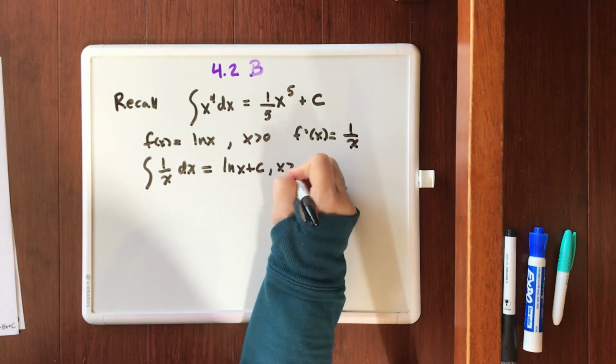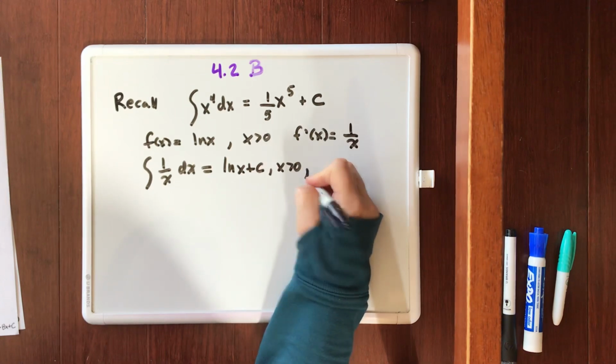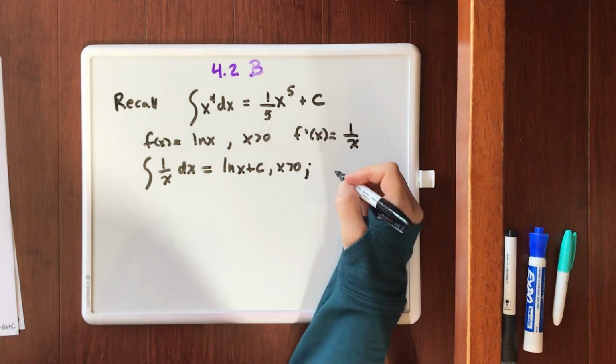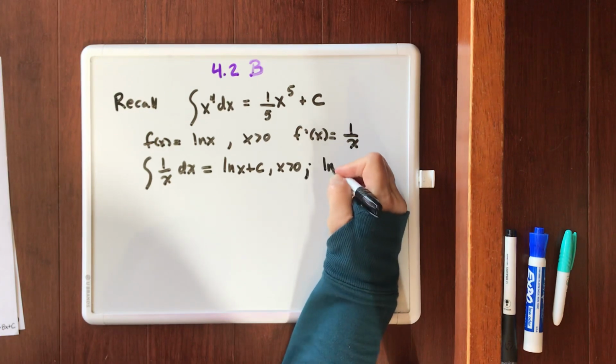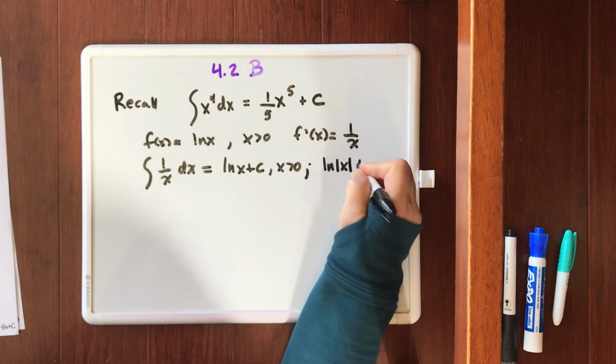But that's if x is greater than 0. If it hasn't been established that x is greater than 0, then we would say the answer is ln absolute value of x plus c.